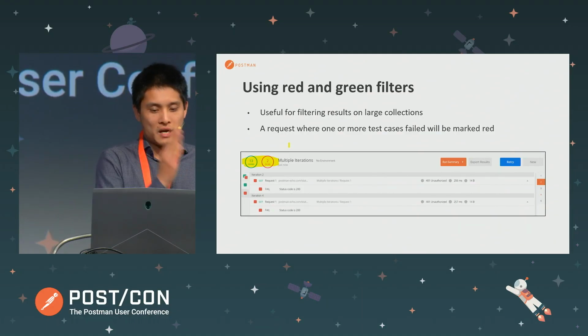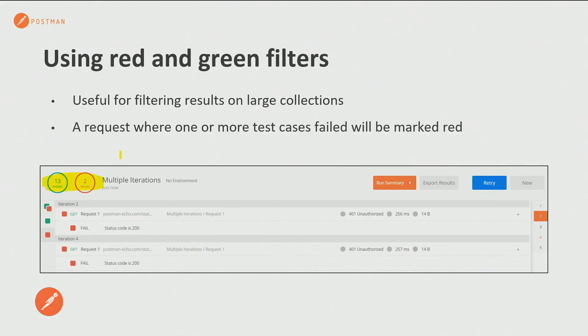There's also the red and green filter. That's these two circles at the top. So you can filter your results based on pass or fail. So if you want to only see the failed results, you can use that red filter there.